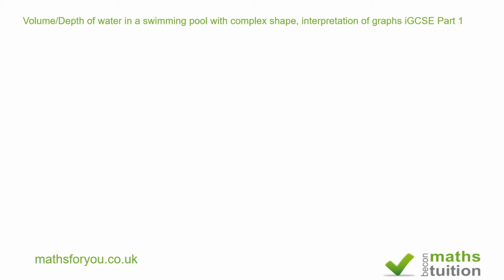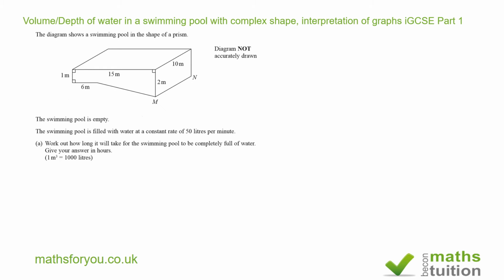Well, hello and welcome to this exercise on finding the volume of a complex shape. In this case, the complex shape is in the form of a swimming pool. And we shall also be looking at interpreting graphs. It says the diagram shows a swimming pool in the shape of a prism.